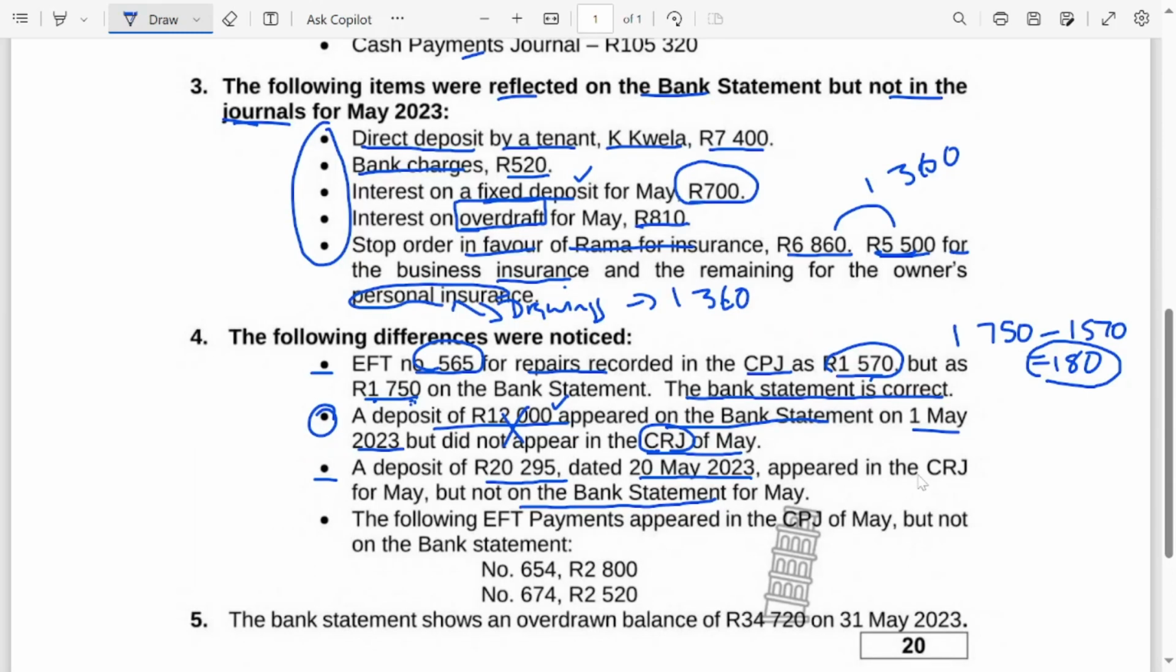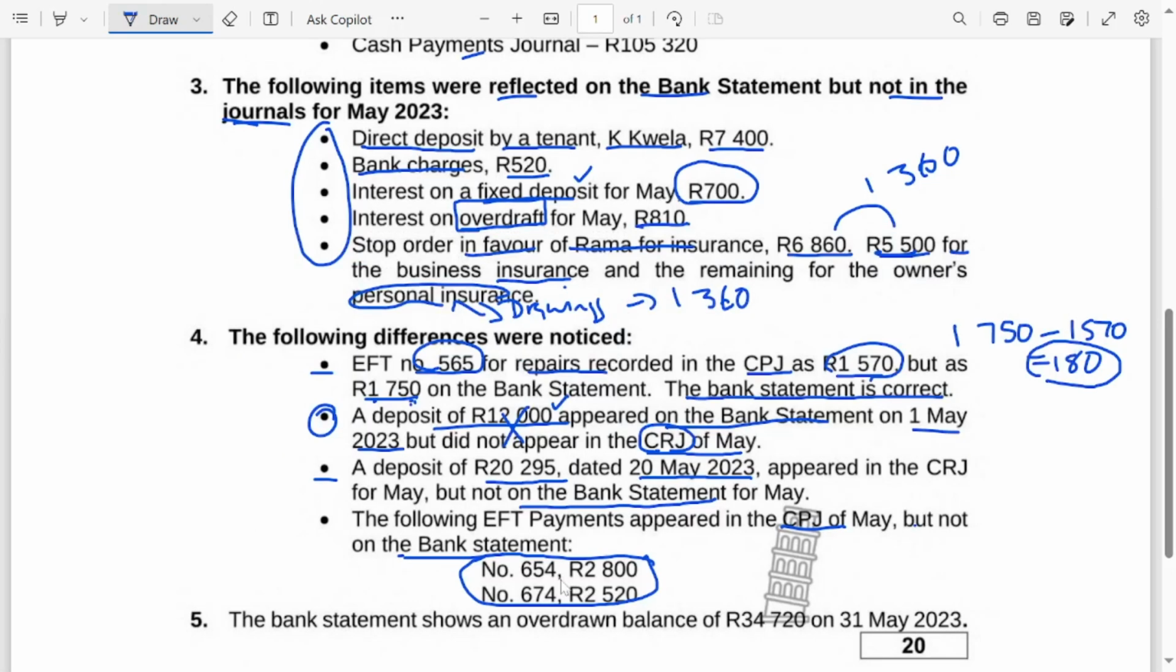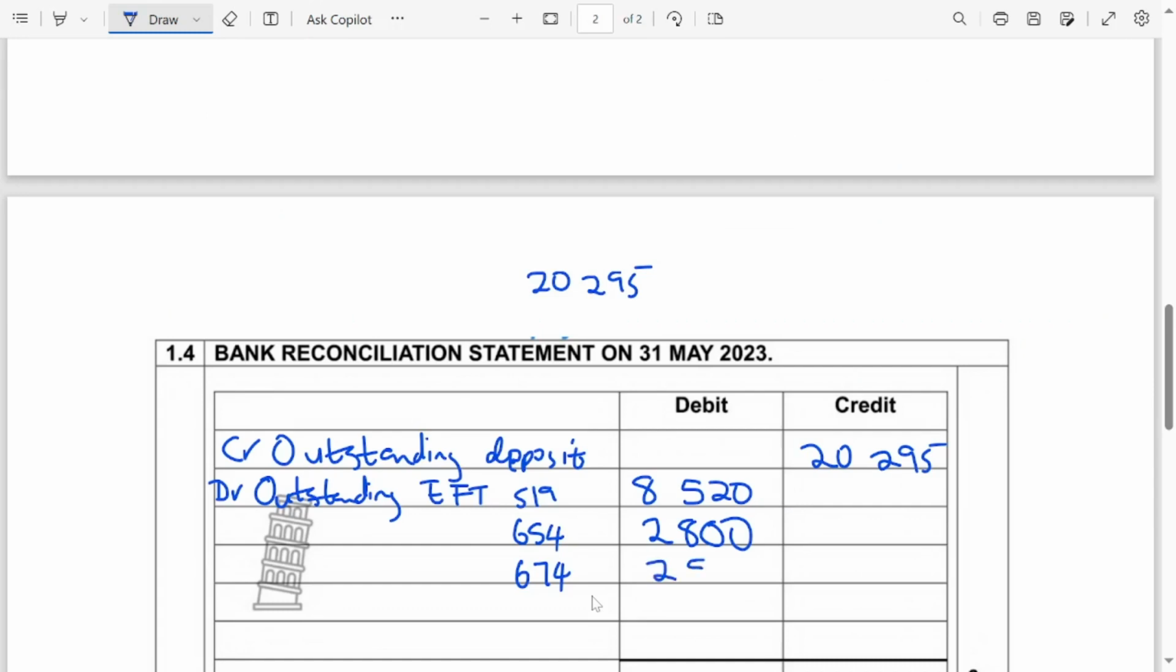And then the next one, the following EFT payments appeared in the CPJ of May, but not on the bank statement. So if they did not appear on the bank statement, it means we must record them in the bank reconciliation statement. So it's 2,800 for EFT of 654. Then we also have EFT of 674, which is 2,520.